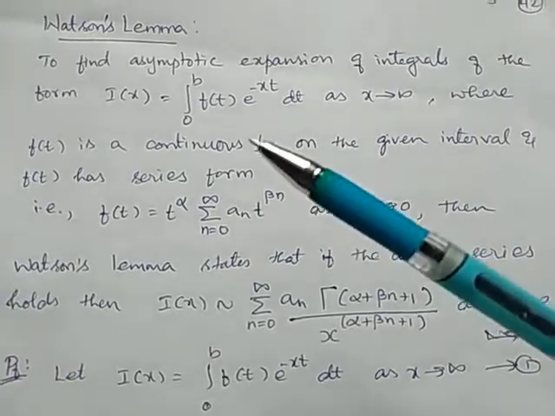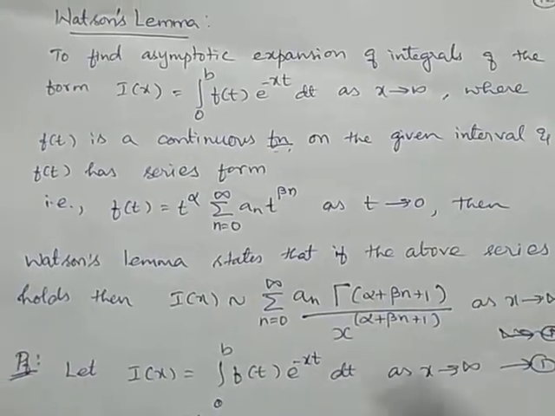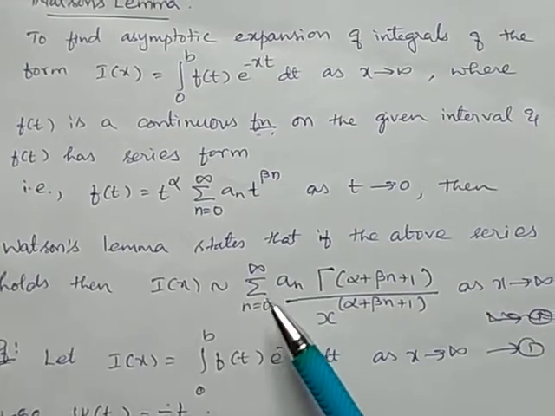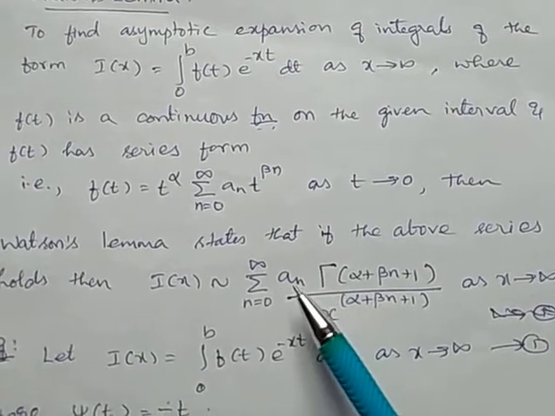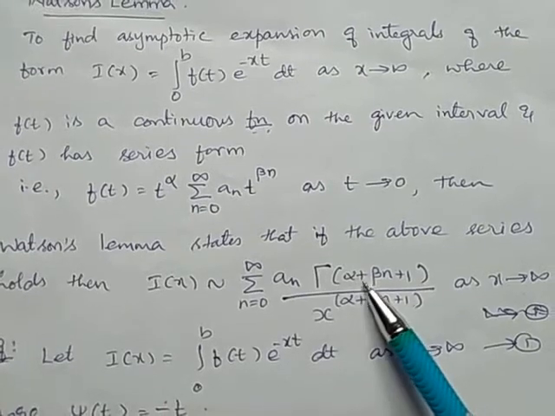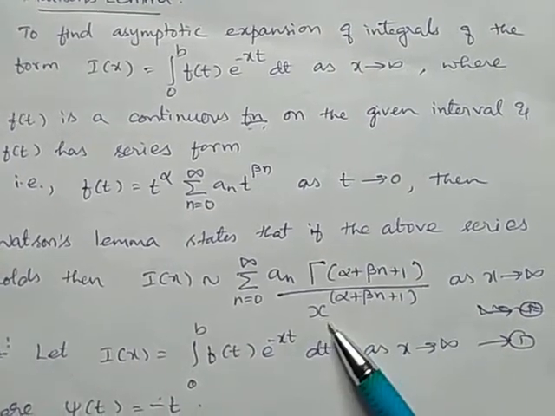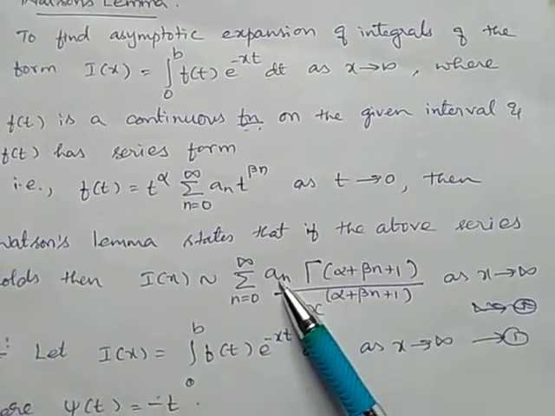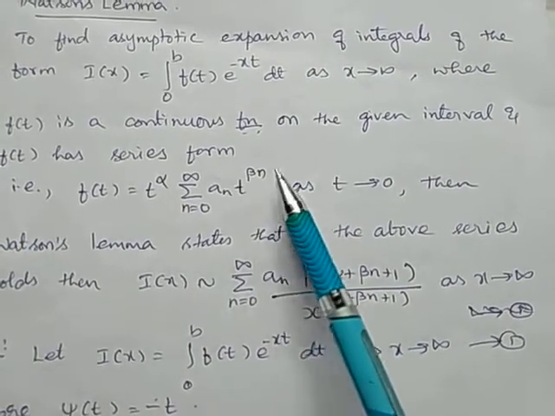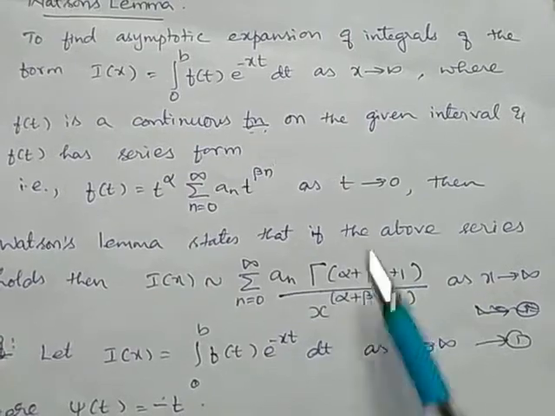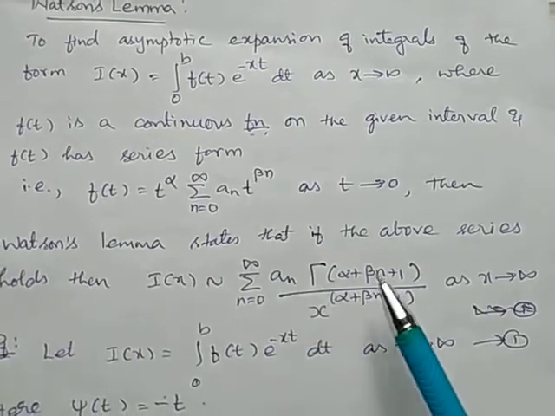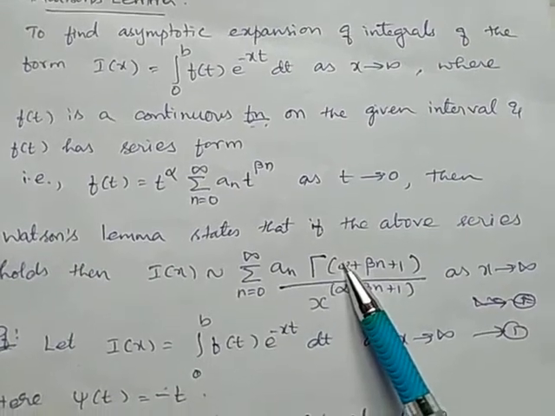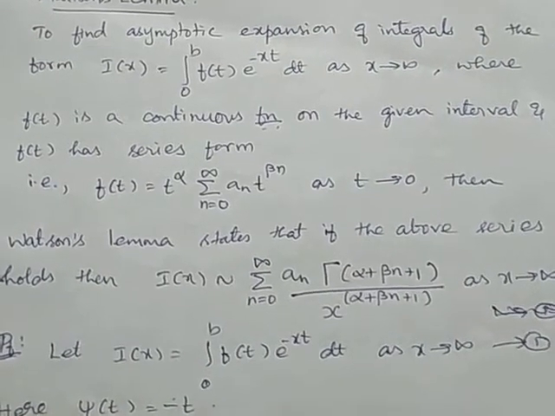using Watson lemma we get the asymptotic expansion as I of x equal to summation of n equal to 0 to infinity a n gamma of alpha plus beta n plus 1 divided by x power alpha plus beta n plus 1. What is this a n? That is the coefficient of t power beta n. So this beta remains as it is. Alpha is t power alpha, that is our alpha. So we are going to prove this.